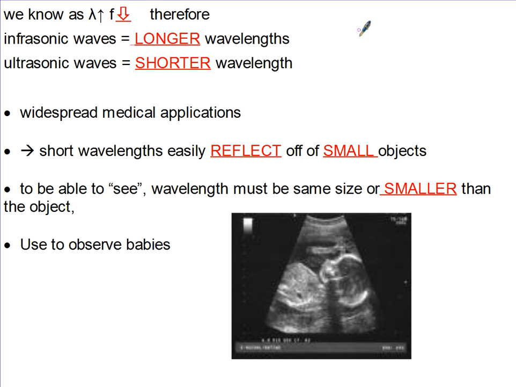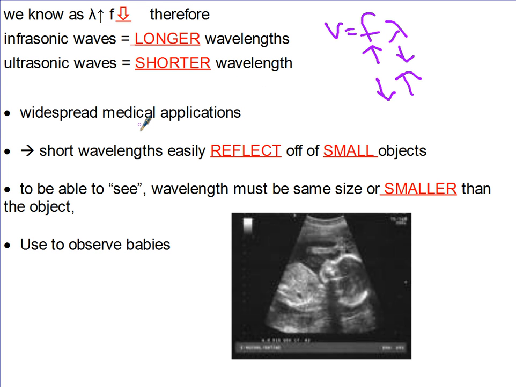Now, infrasonic waves have very long wavelengths because V is f lambda. So, high frequency is very low wavelength. Low frequency is high wavelength.